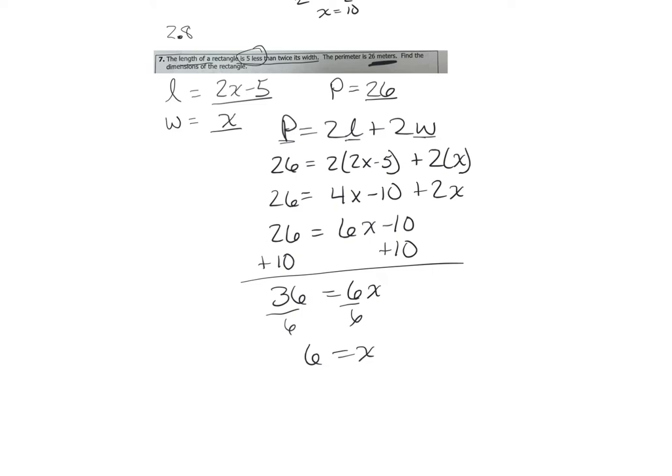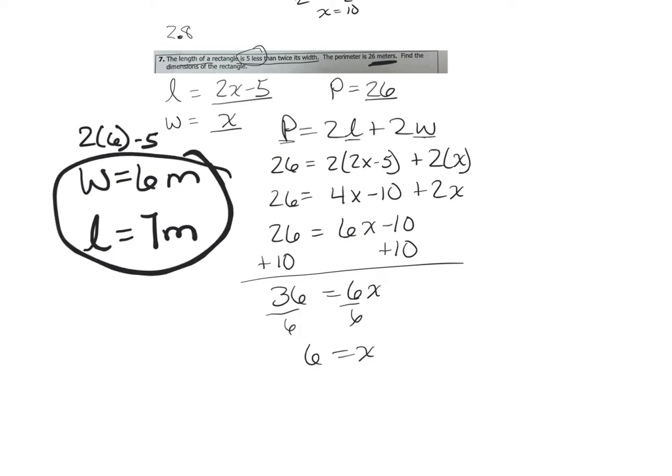Okay. So width we found was 6 meters. And your length is 2 times 6 minus 5. So 12 minus 5 is 7 meters. Good.